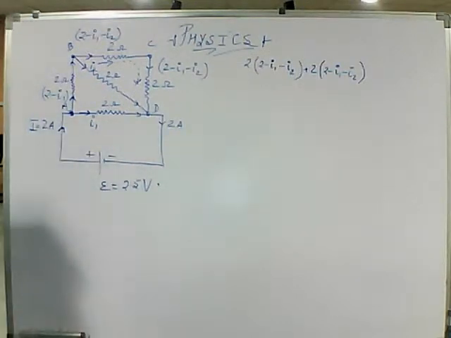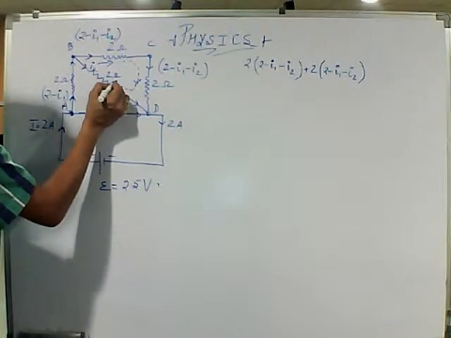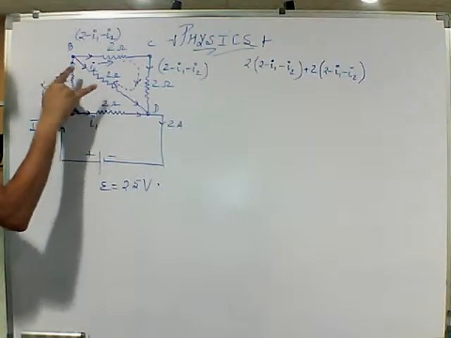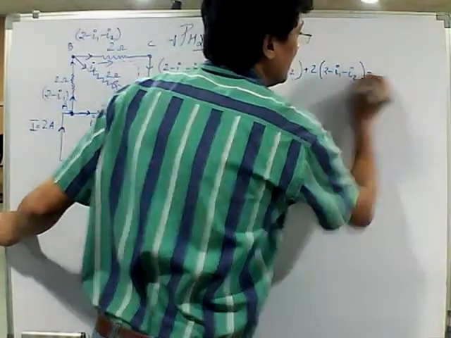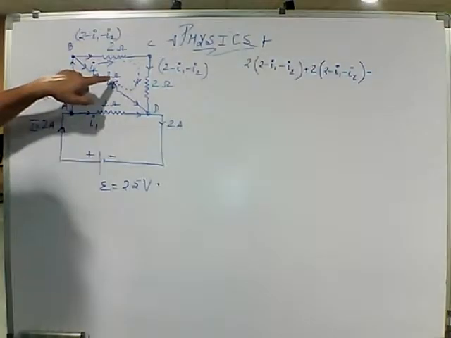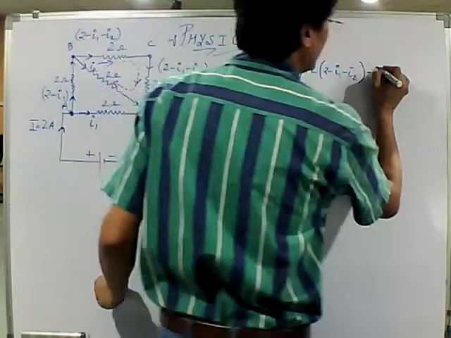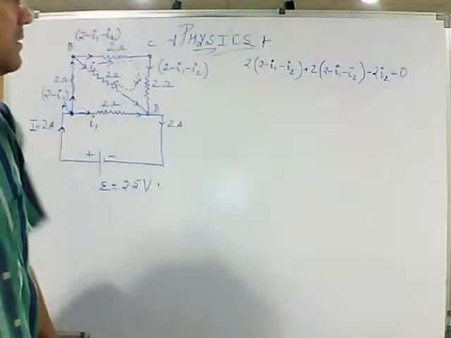Okay, so we are continuing the loop. Now if you see in this particular 2 ohm resistor, the directions are opposite. That means we include a negative sign, minus, and the potential across this will be 2I2. So minus 2I2 is equal to 0. Let us simplify this one.